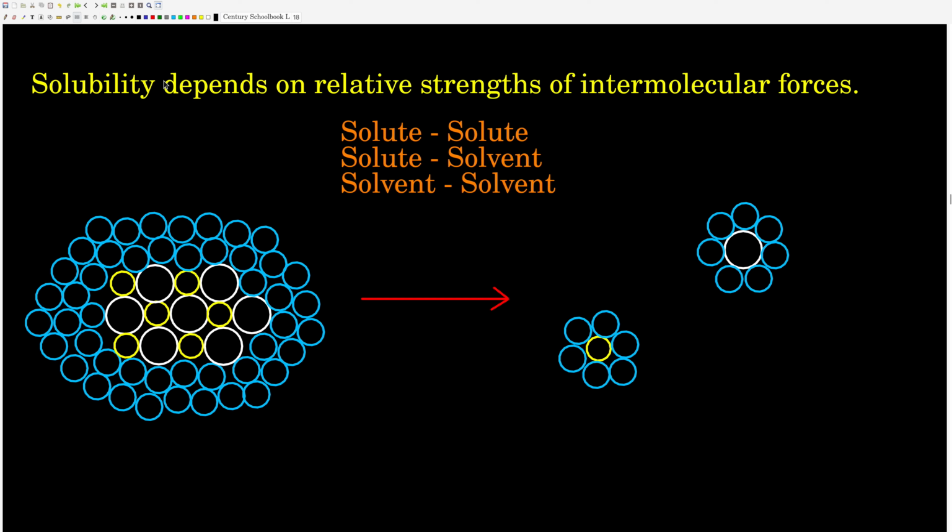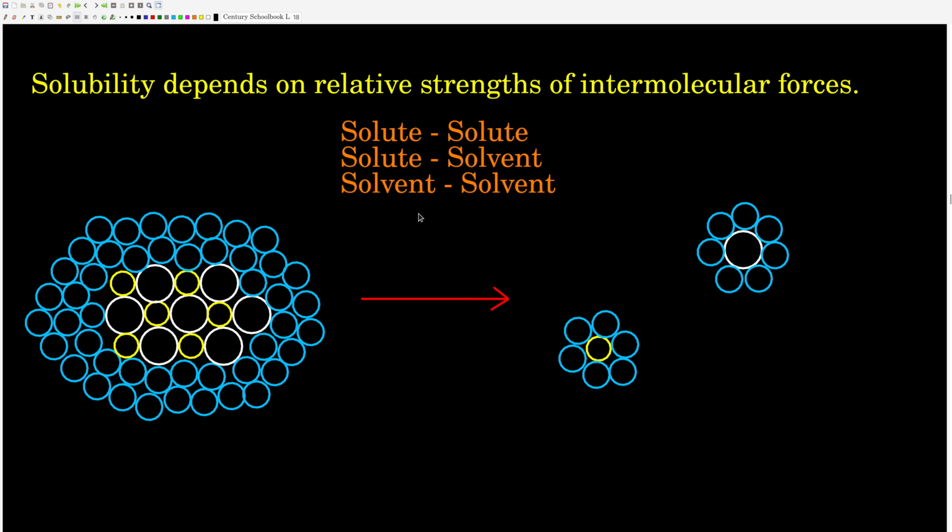So what we're going to do here is first talk about the process of dissolving a solute in a solvent. And we're going to use as our example an ionic compound, say sodium chloride dissolving in water. So in my picture on the left here, the blue circles would be water, the yellow circles would be sodium ions, and the white circles would be chloride ions. And the solubility of any solute in a solvent depends upon the relative strengths of the intermolecular forces between the solute particles with themselves, between the solute and the solvent, and the solvent particles with themselves.